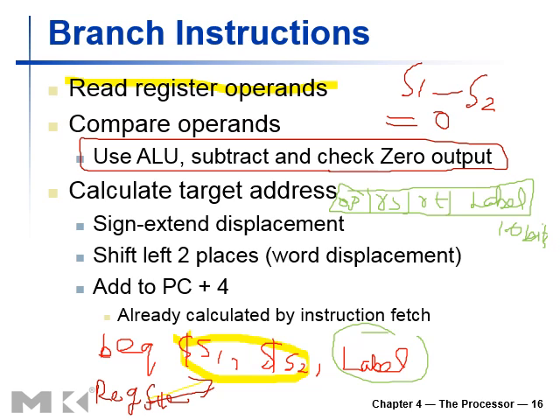Then what we have to do is add that converted data to the PC+4 in order to generate the next instruction address. And if the condition goes false, then we follow the conventional methodology, that is PC+4 simply.